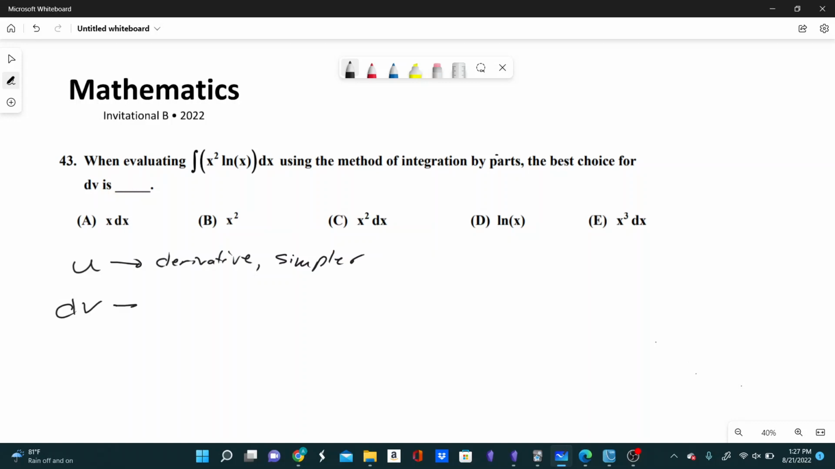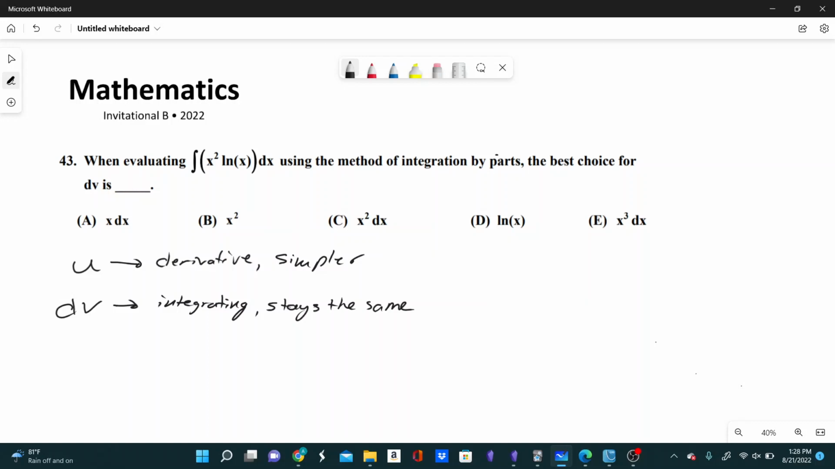And then dv, when you integrate it, you're kind of just hoping that it stays around the same difficulty. But it doesn't really matter. Your dv is pretty much just going to be the one that's not u. So integrating, it stays the same, or it could get simpler, but usually it doesn't. So the best way to do this is just to find what u is going to be, and then dv will just be the one that's not.